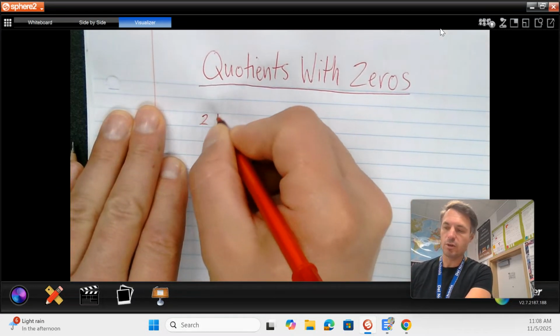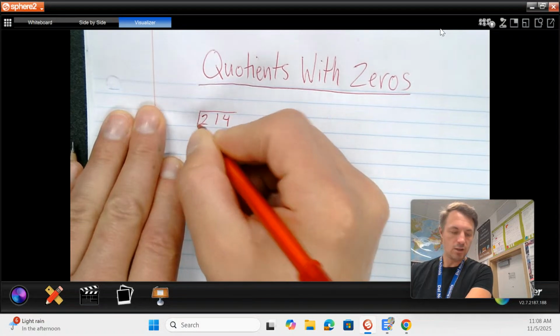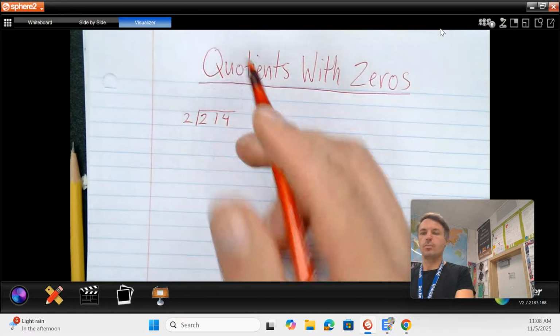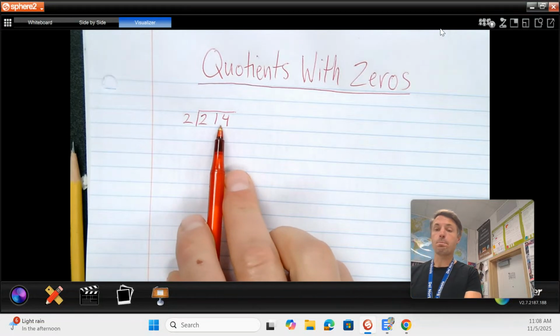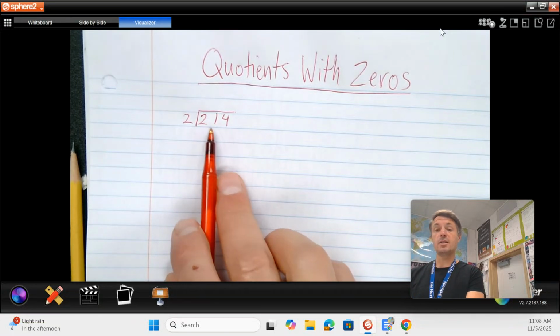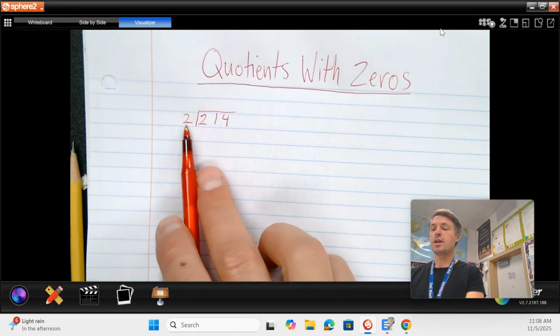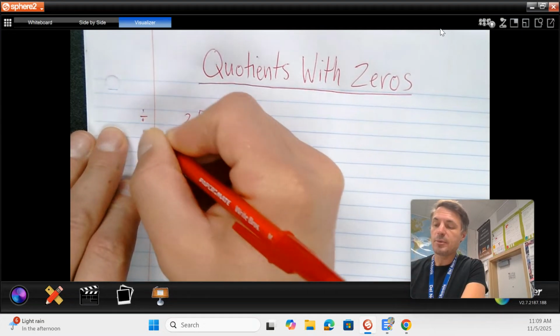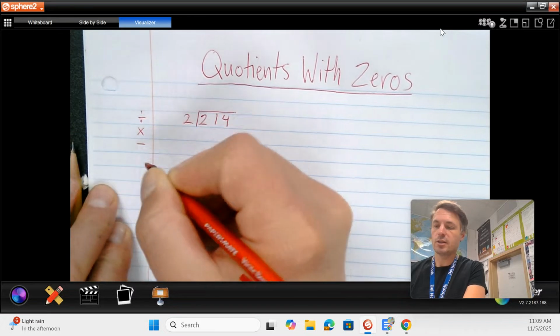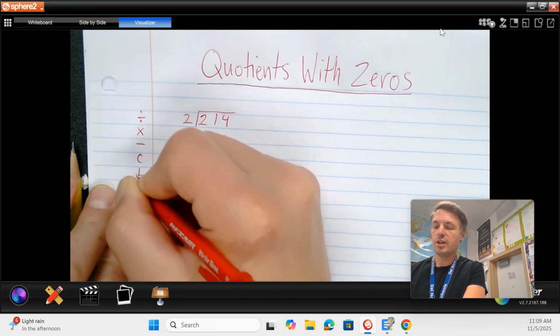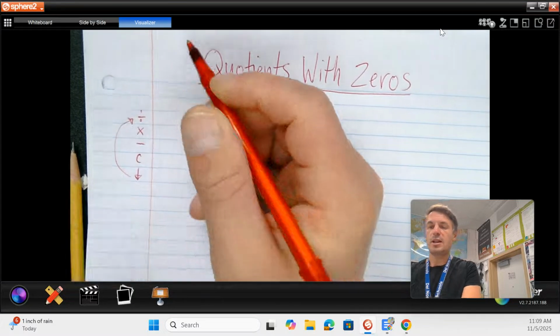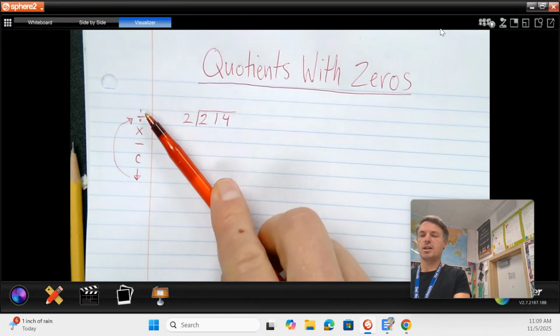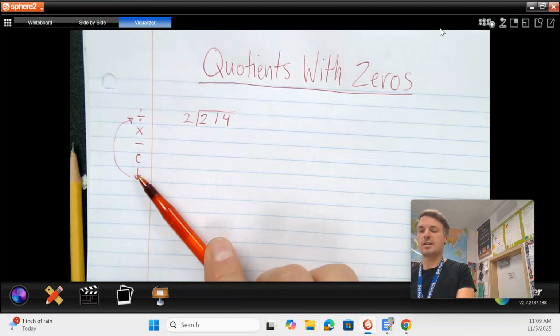Go ahead and start with 214 divided by 2. Remember, the number in the den, that's the dividend. That's the number that's being divided into equal parts. And the number outside, that's the divisor. That's the number that divides into the dividend. And we use the steps divide, multiply, subtract, compare, bring down, repeat. And you can remember those steps with the silly sentence, dirty monkeys smell crazy bad.